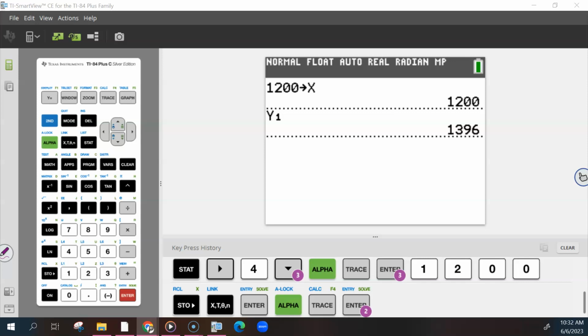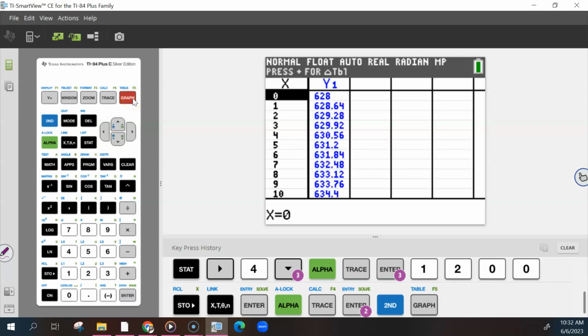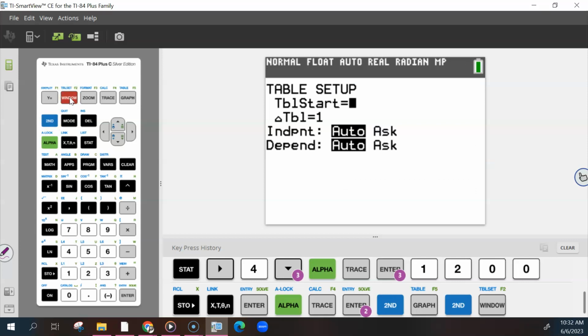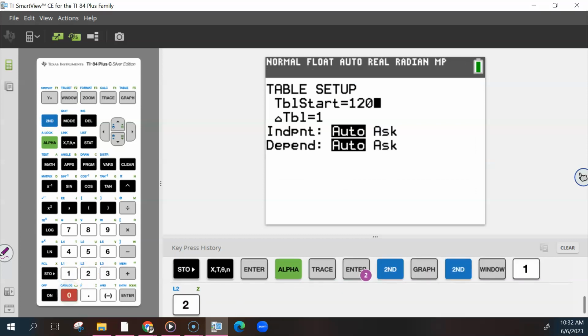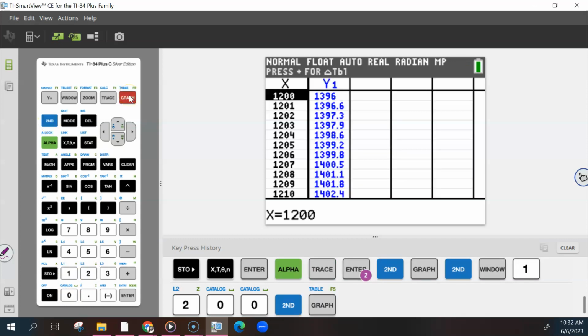But if you go into second graph, you'll have to move it because it's like at 0. We need our x value to be 1200. Scrolling would take forever. So go into second window and change that start to 1200. And then go back to the table, second graph. You can do that any of those ways, calculator wise. Questions about the calculator before we do it algebraically?